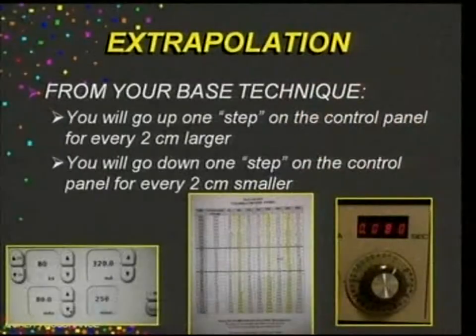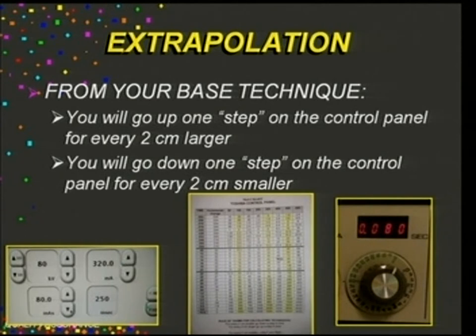And how to extrapolate from there is you're going to go up a step, and I know that I just made instructors cringe too. Go up a step on the control panel for every 2 centimeters larger, and go down a step on the control panel for every 2 centimeters smaller. So what I always do wherever I work is I write down the MA stations that we have available to me that work. Now, I used to have 800 here, but that doesn't work anymore because I think I used it too much. And the time stations are here, and I calculate out the mass.